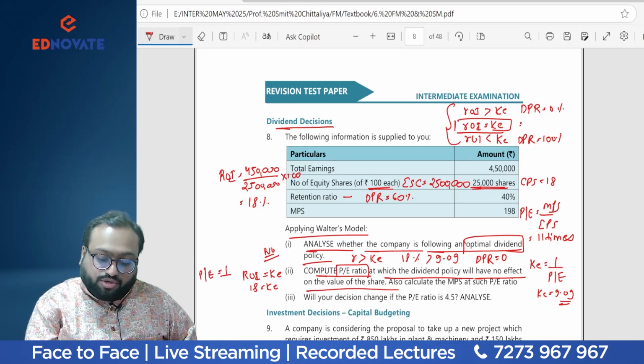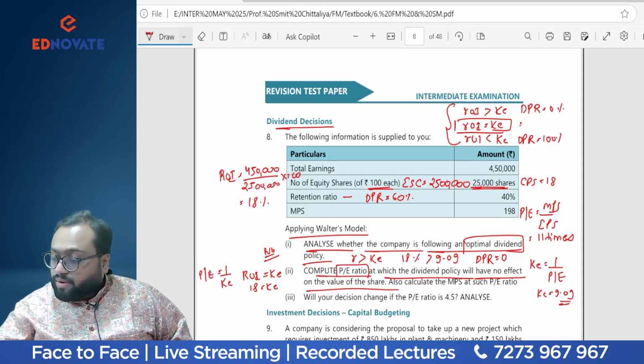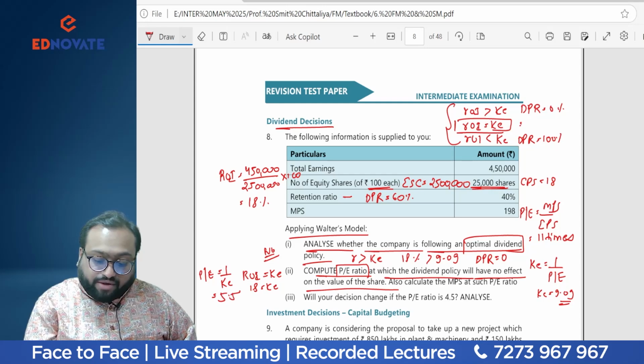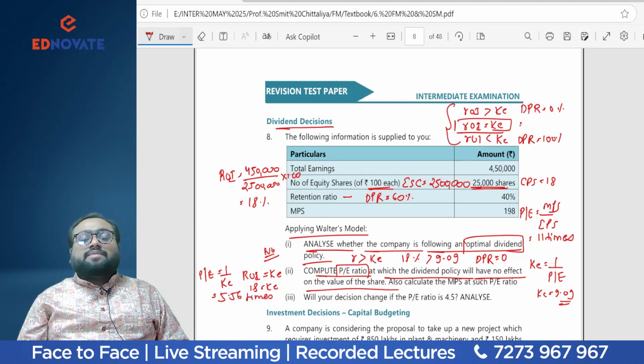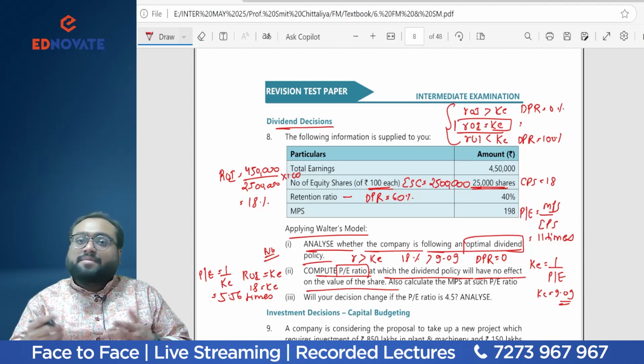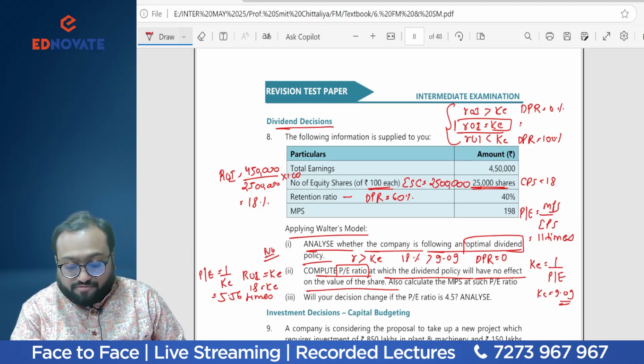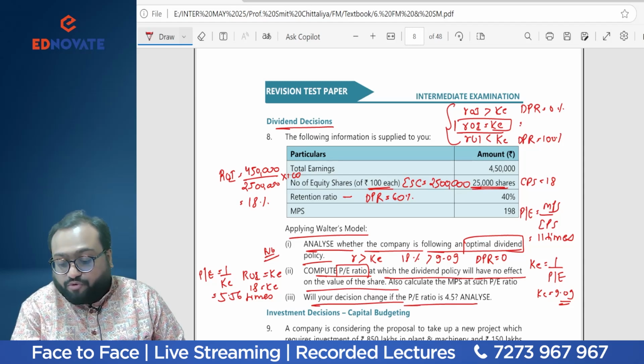So, we know how to find out, that means 18% is my KE, and if KE is 18%, I can find out P/E ratio. P/E ratio is 1 upon KE. 1 divided by 18% will be 5.56 times. So, my P/E will be 5.56 times. If the P/E is 5.56 times, KE will be 18%, and there will be no impact on the dividend policy.